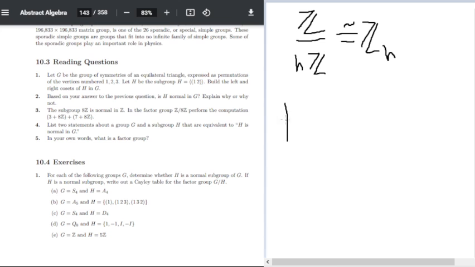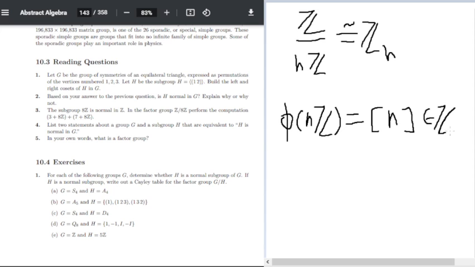So we let phi of nZ be mapped to the equivalence class of n in Z mod n. First, we can express this by taking the first positive representatives, so we have the cosets represented by 0 plus nZ, 1 plus nZ, all the way to n minus 1 plus nZ.